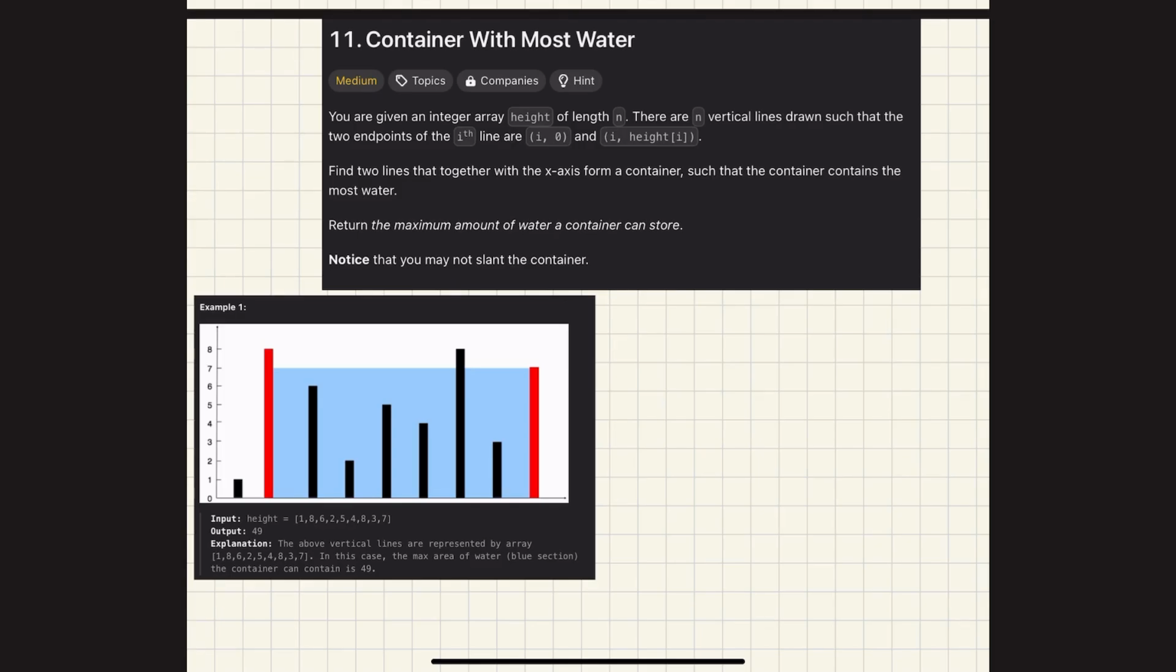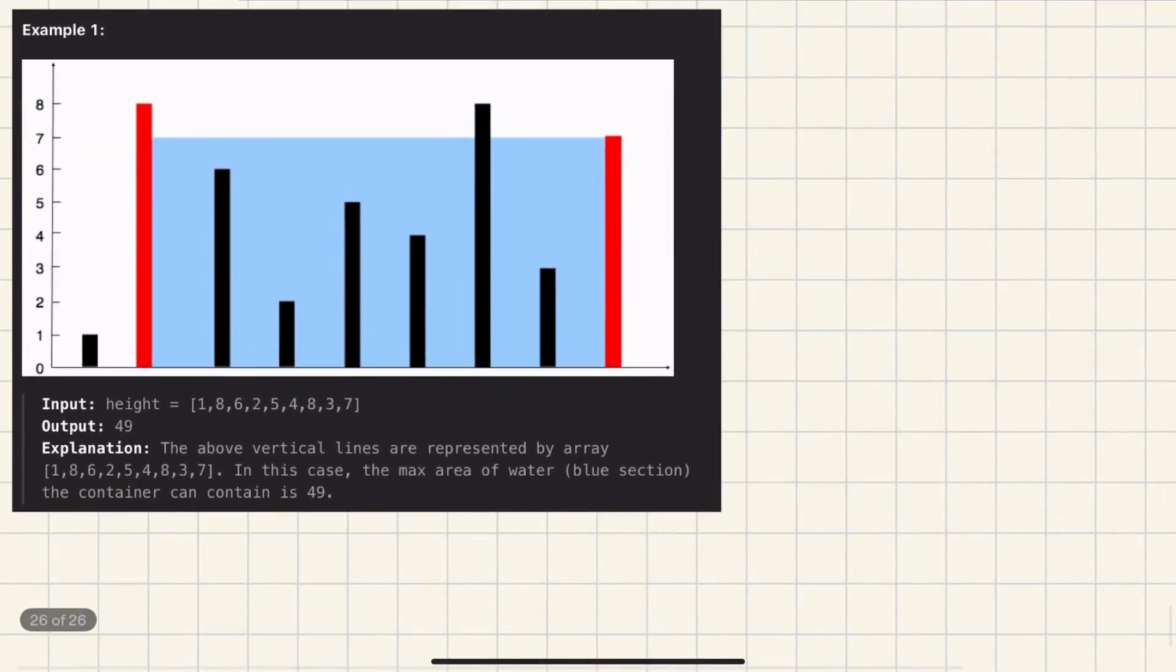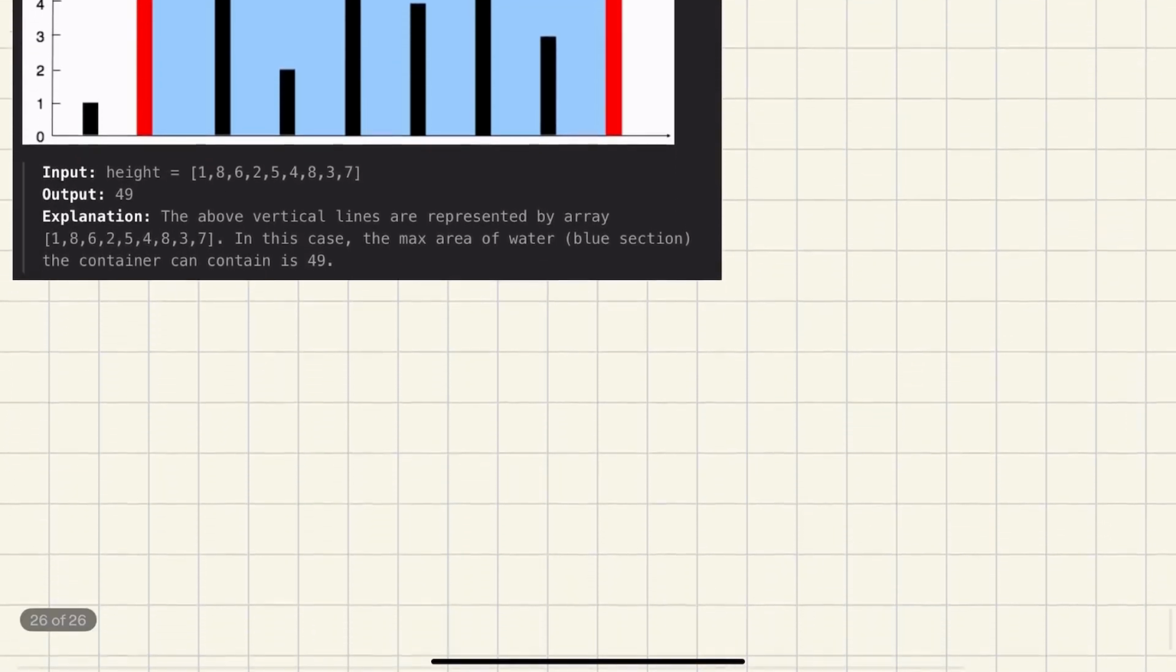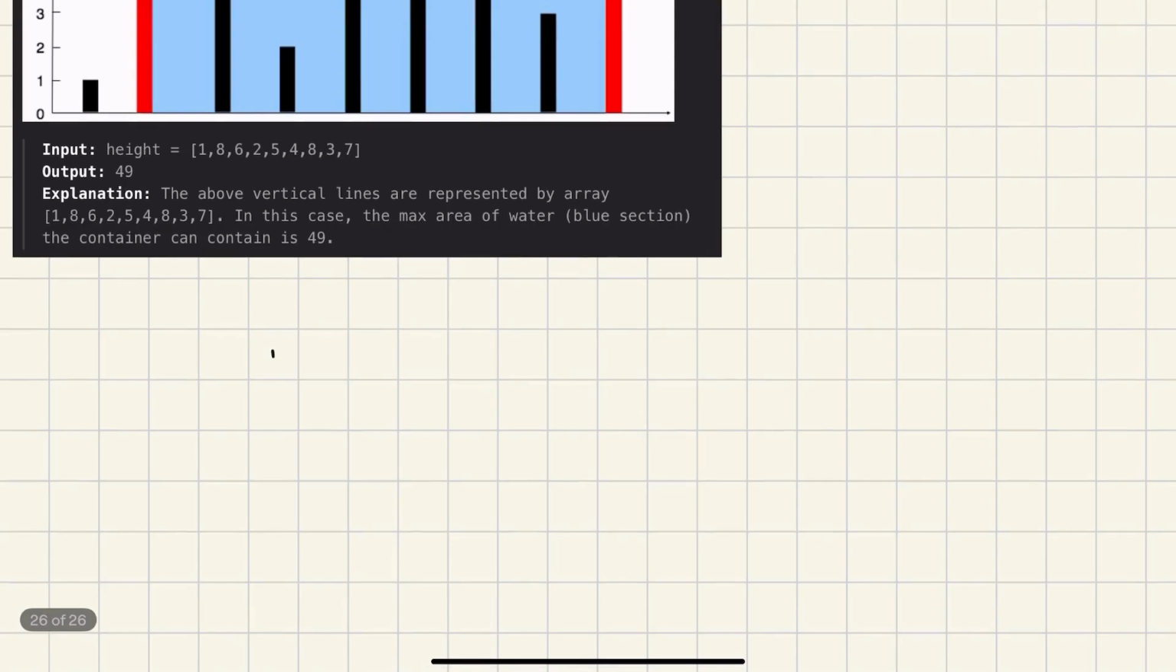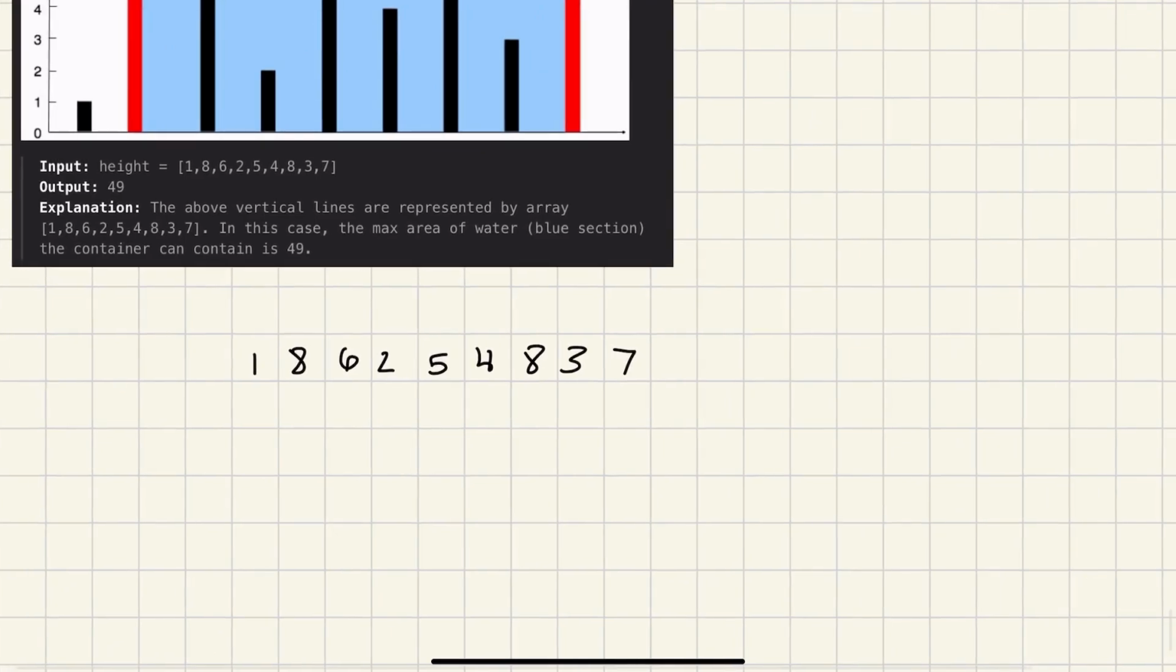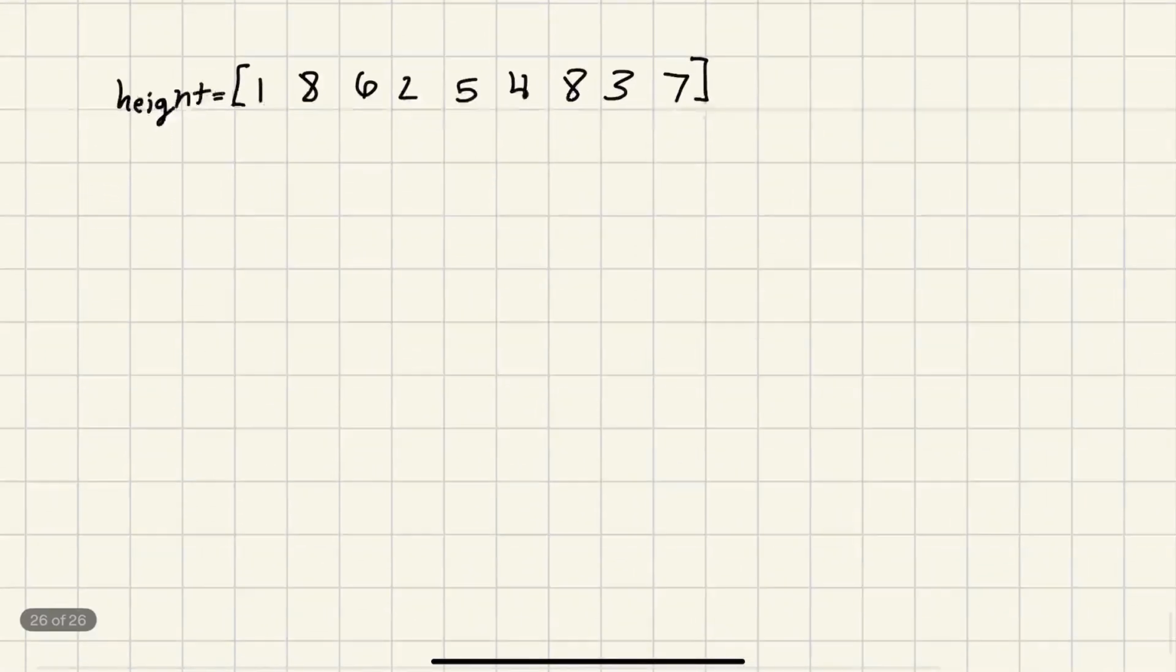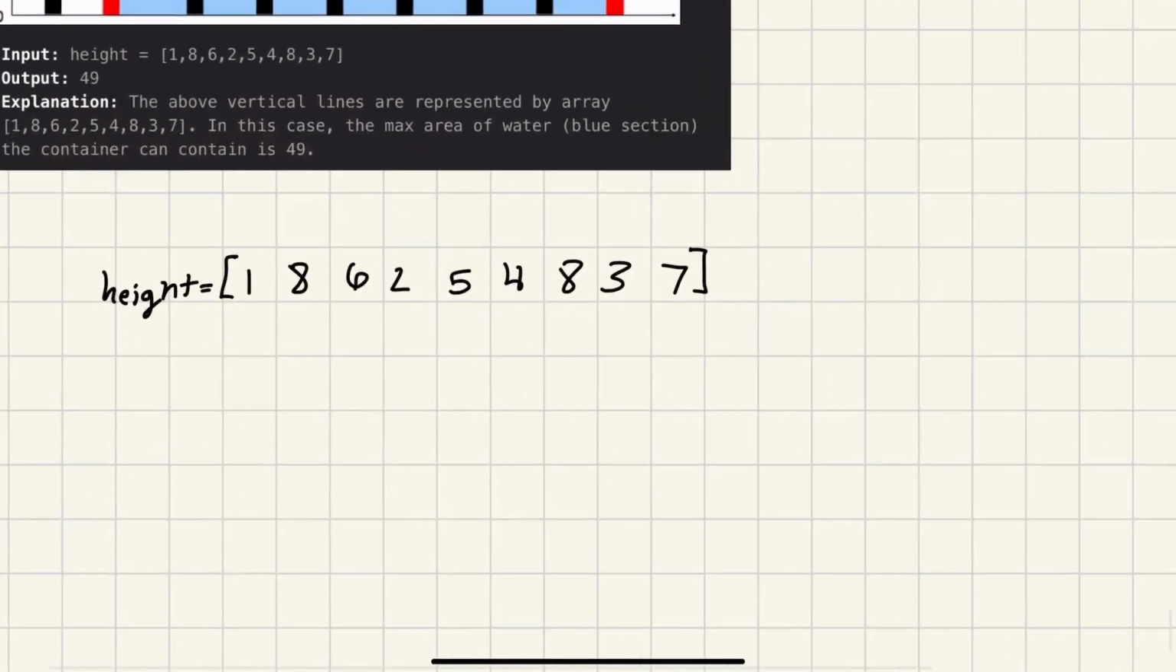Okay, now what does this problem really mean? Well, I pulled one of their examples, and basically all we are given is some array. In this case, it's going to be 1, 8, 6, 2, 5, 4, 8, 3, 7. And this array is called height. Now, what does this array mean? Well, these are just different heights of different pillars. And so what does it look like?